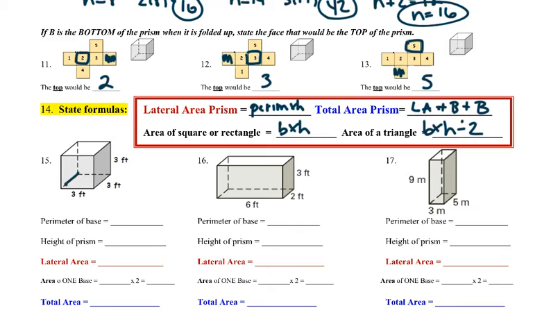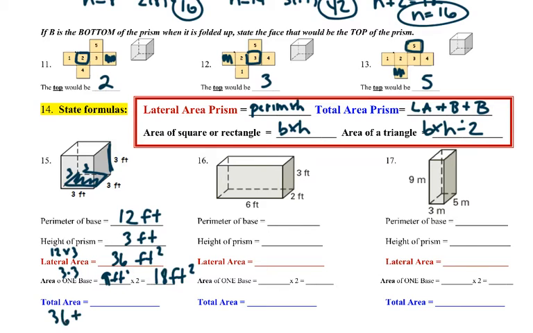So this cube, the base is right here, 3 plus 3 plus 3 plus 3 is 12 feet. And then we're going to say the height of the prism is 3. So lateral area, perimeter of base times height, 12 times 3 is 36 feet squared. The area of one base is 3 times 3, or 9 feet squared. But there's 2 of them, so we double it to 18. And then for the total, we add the 36 and the 18 is 54 feet squared.